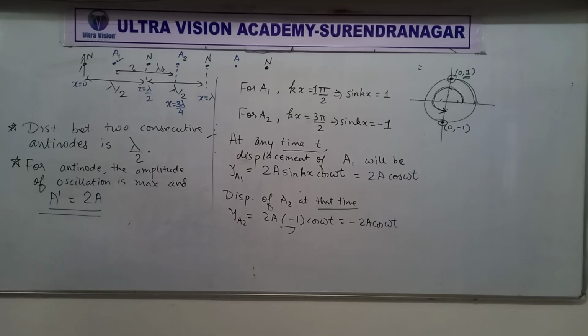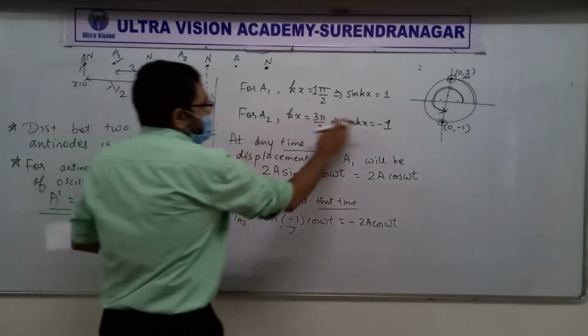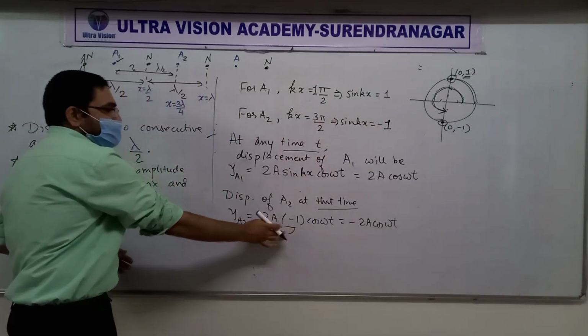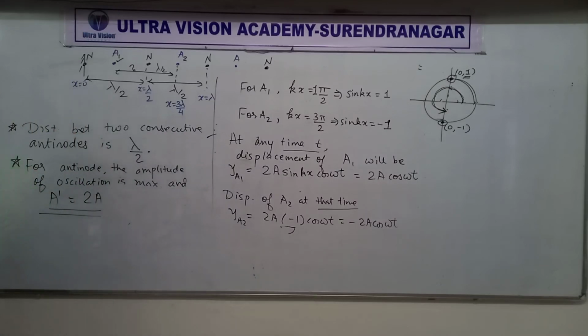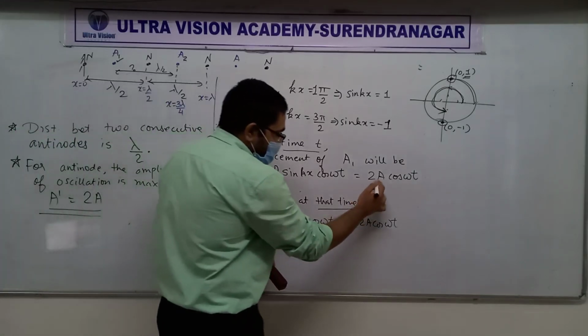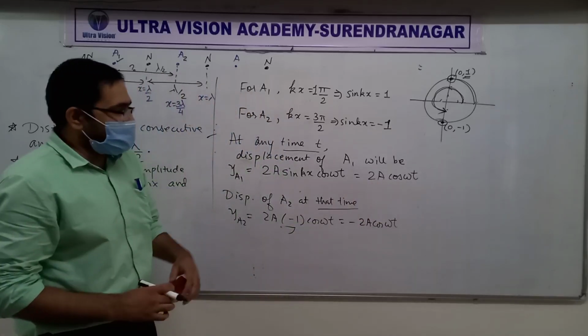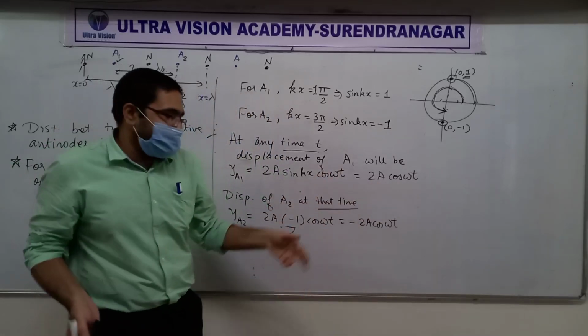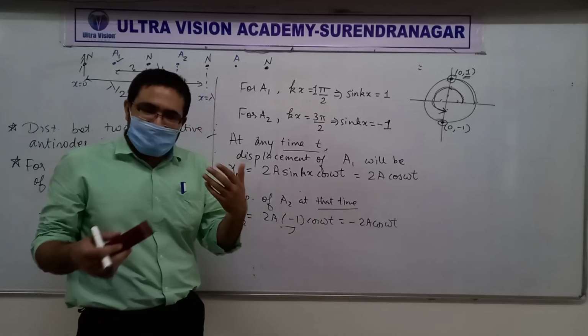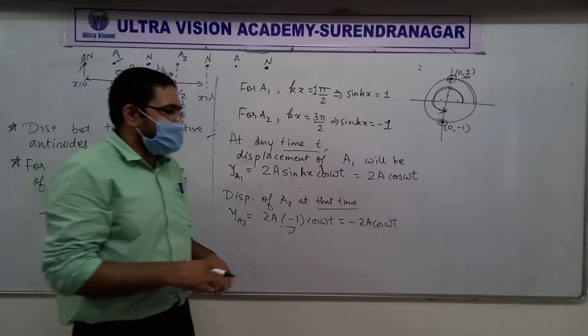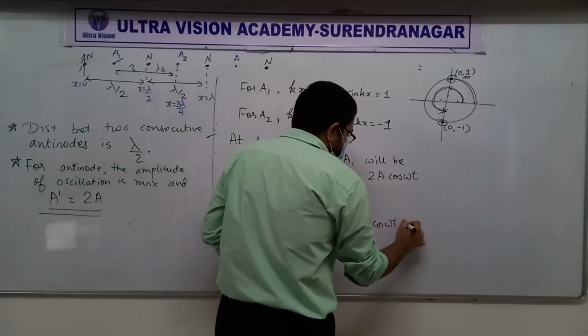Because sin kx is minus 1, right? Sin kx for this point is minus 1. Now, if that is minus 1, what this means is, if you look at these equations, they look like opposite of each other. Obviously, they are opposite of each other, of course. But there is one more way to write this.